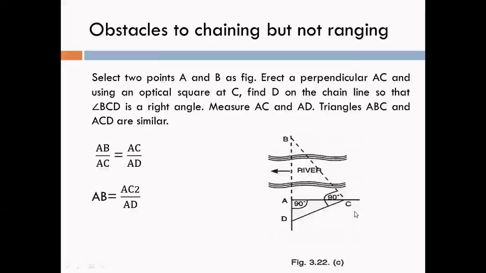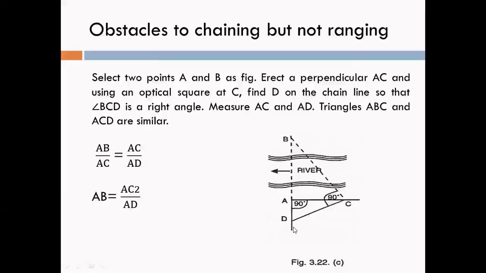એટલે કે C point આગળ 90 degree set કરવાનું છે with the use of optical square. Optical square instrument વડે C point આગળ 90 degree set કરવાનું છે કે જેથી triangle BCD is the right angle triangle.